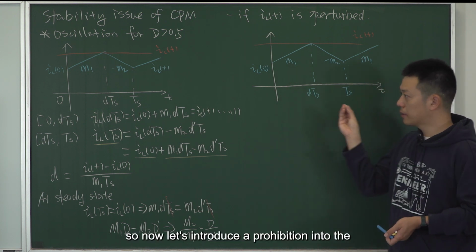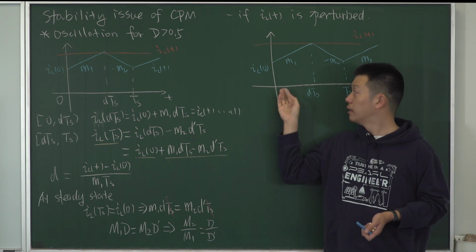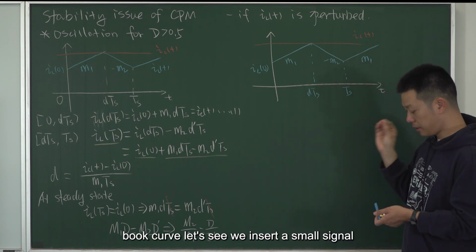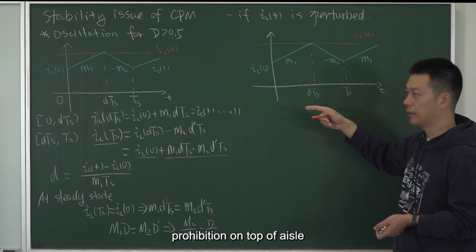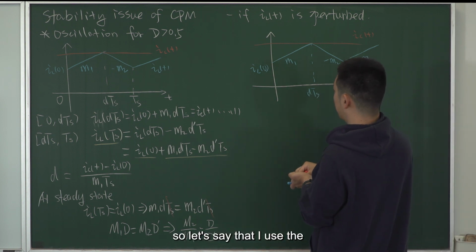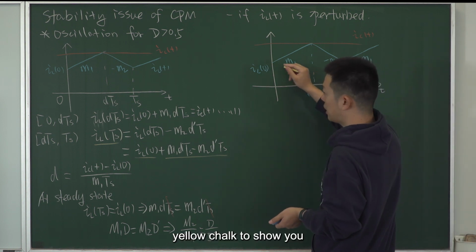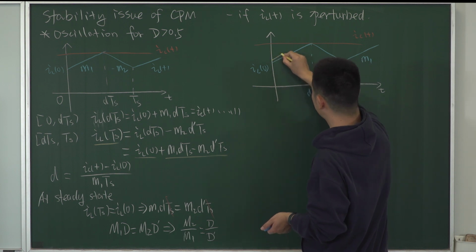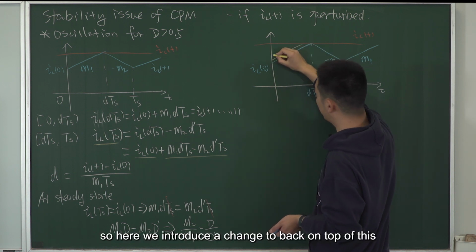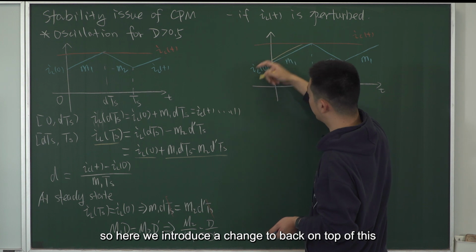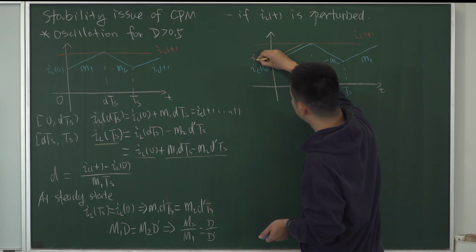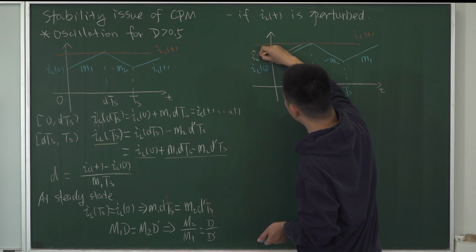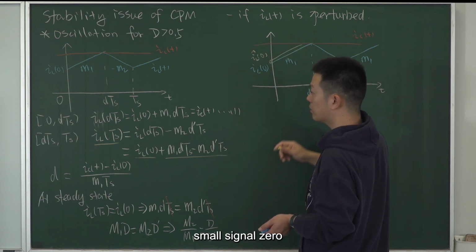Now let's introduce a perturbation into the blue curve. Let's say we insert a small signal perturbation on top of IL. I will use the yellow chalk to show you. Here we introduce a change on top of this, which is IL small signal, T, small signal 0.